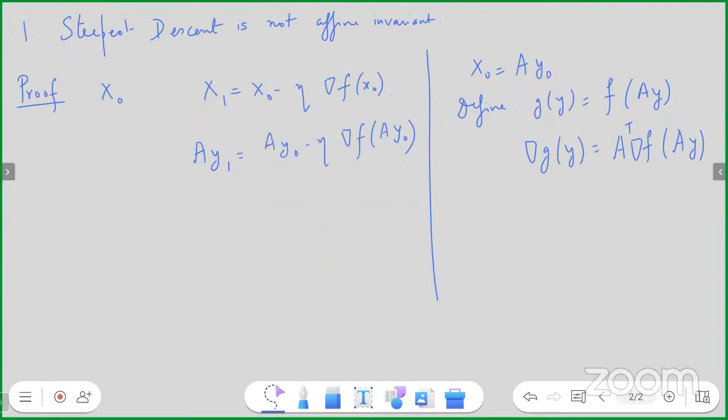Okay, let's just remove all this. What is this equal to? Ay0 minus eta what, in terms of this? Here, gradient of f of. Let's see. What happened? Something happened.